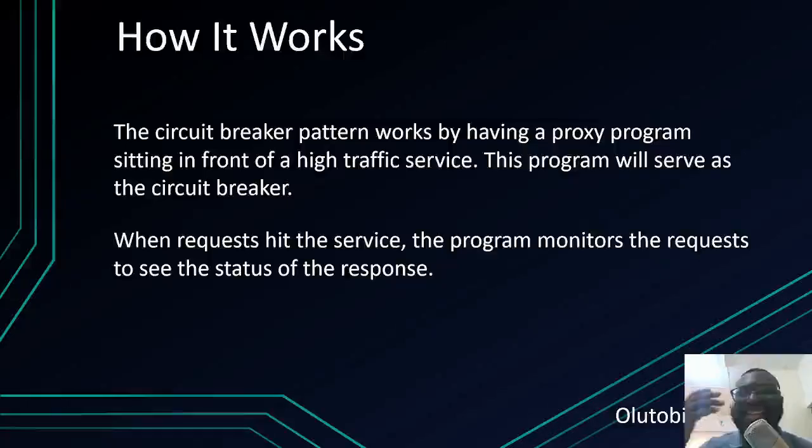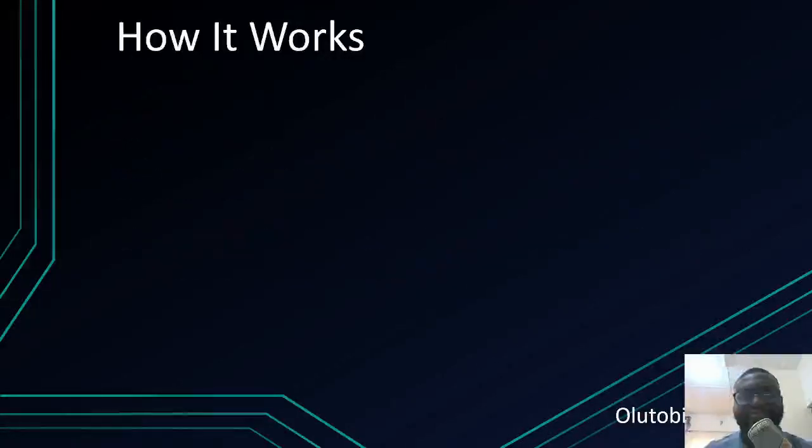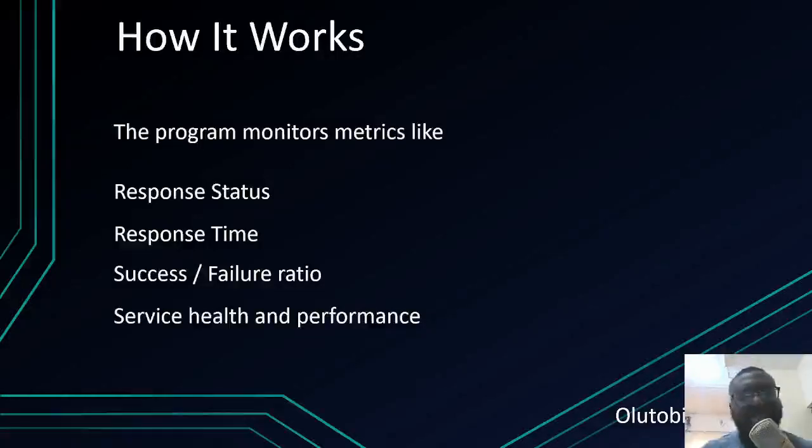Now, when a request hits the service, your proxy program that is acting as the circuit breaker monitors the request and sees the status of the response and the time it takes for the request to be served. Now, it monitors the response status, the response time, the success to failure ratio of the requests, that is how many requests are succeeding versus how many requests are failing, and it also monitors the health of the service by regularly sending a ping to the service and checking for the response to that ping to see that, okay, this service is healthy or this service is still serving requests.